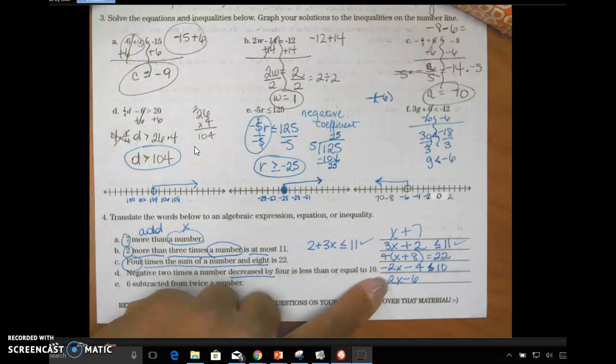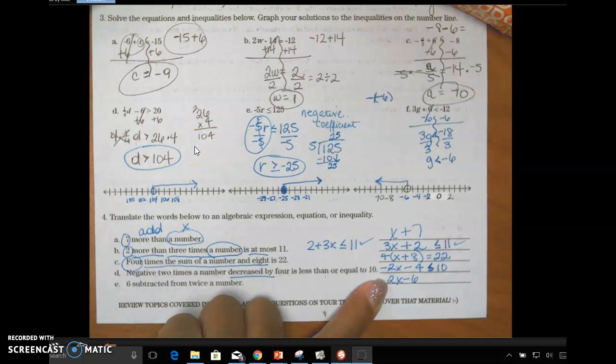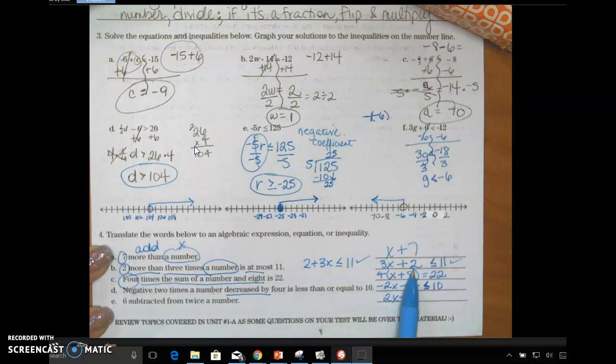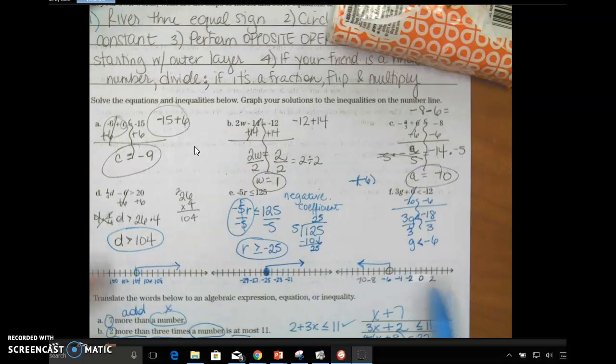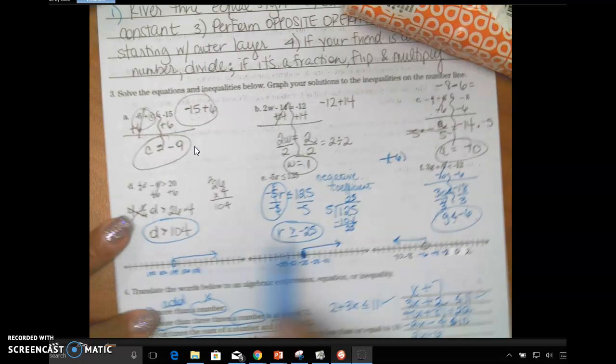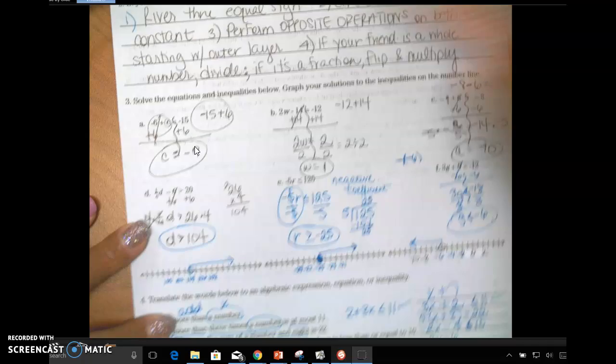Okay, 2x minus 6 for number or letter E. Negative 2x minus 4 for less than 10 or less than or equal to 10. 4 times the sum of x and a number, or x and 8. And then this could be written two ways, and then that. And then we got g equals less than negative 6. R is greater than or equal to negative 25. D is greater than 104. Go on to the back.